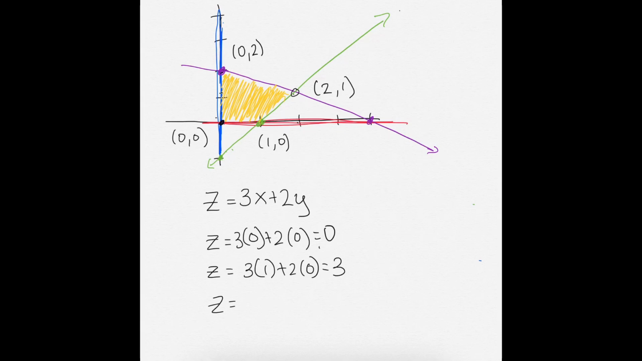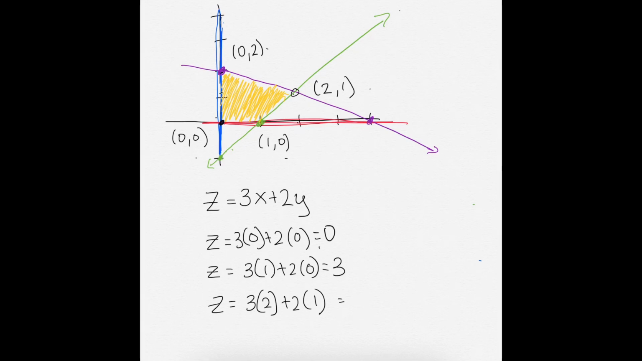The next point, z equals, let's try the 2, 1. So 3 times 2 plus 2 times 1. Again, I'm getting these points from these vertices up here. These are the ones I'm testing.